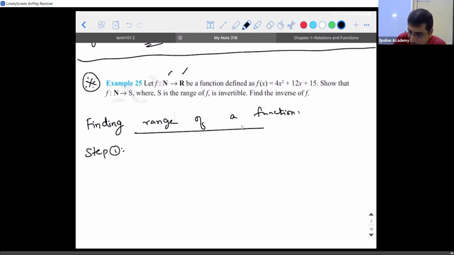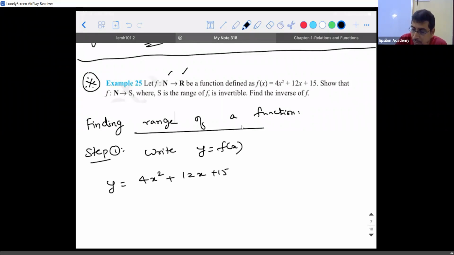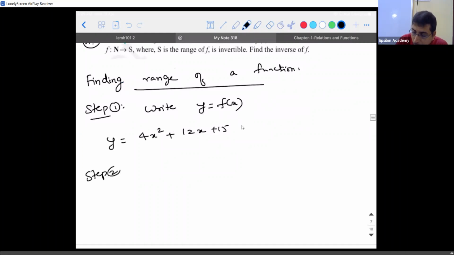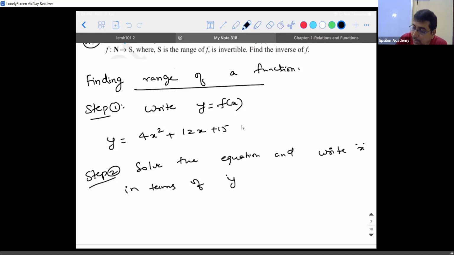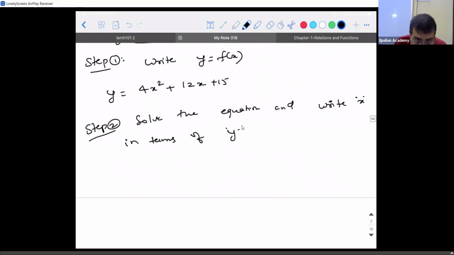Step 1. Write y is equal to f of x. So y is equal to 4x square plus 12x plus 15. Step 2. Solve the equation and write x in terms of y. These things are not there in textbook. Please make a note.